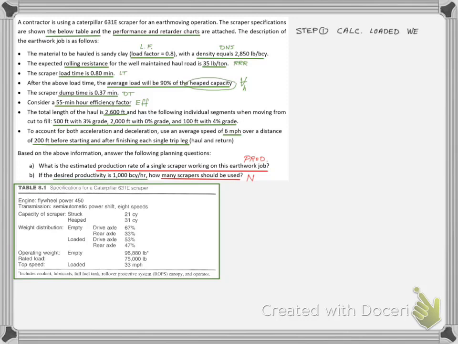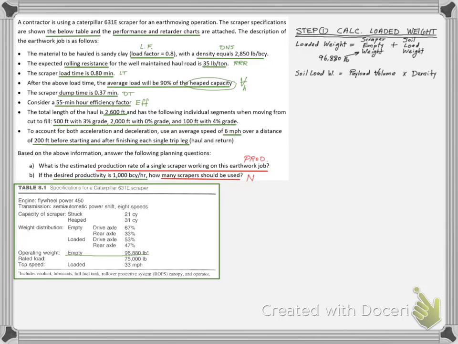Our first step is to calculate the scraper loaded weight, which includes the scraper's own weight and the soil load weight. From the scraper specifications, we see that its empty weight is 96,880 pounds. The soil weight we need to calculate is based on the planned payload and soil density.